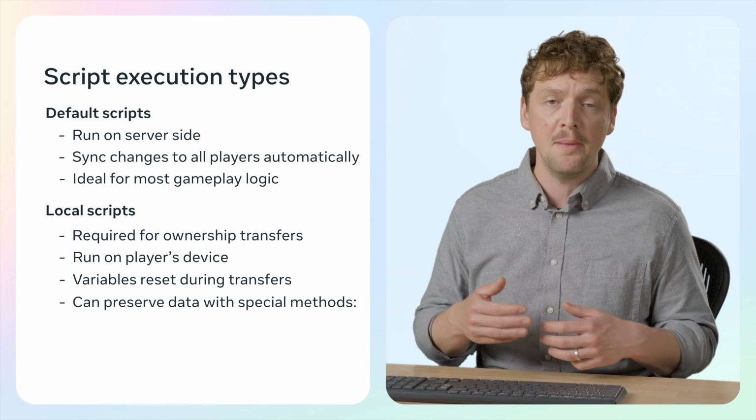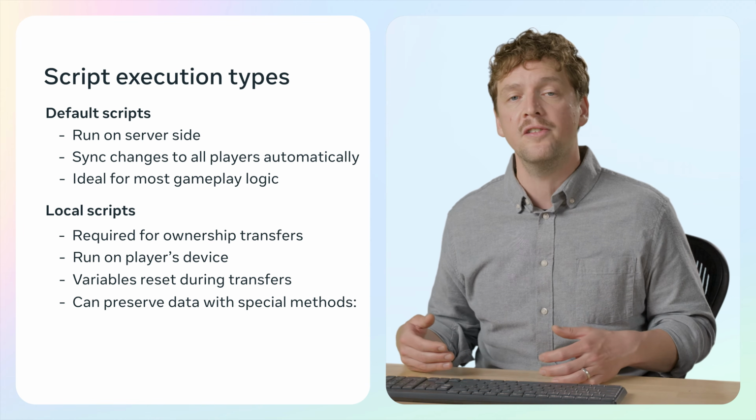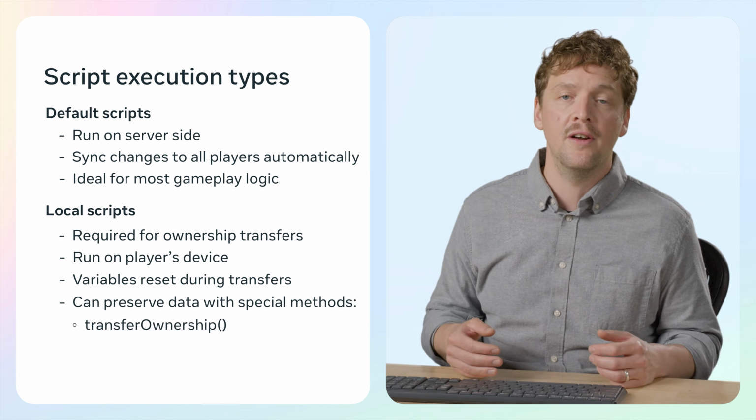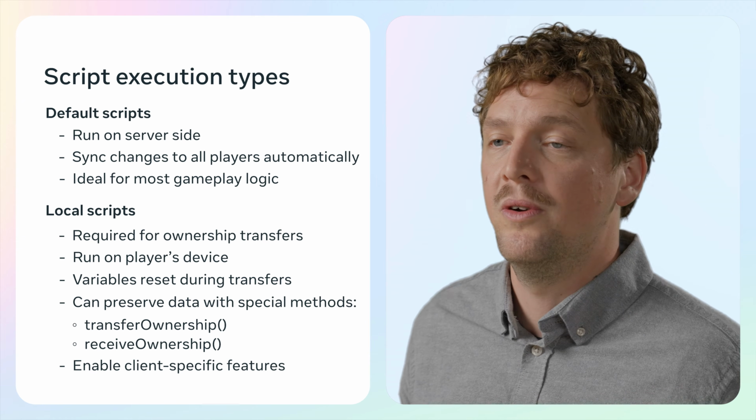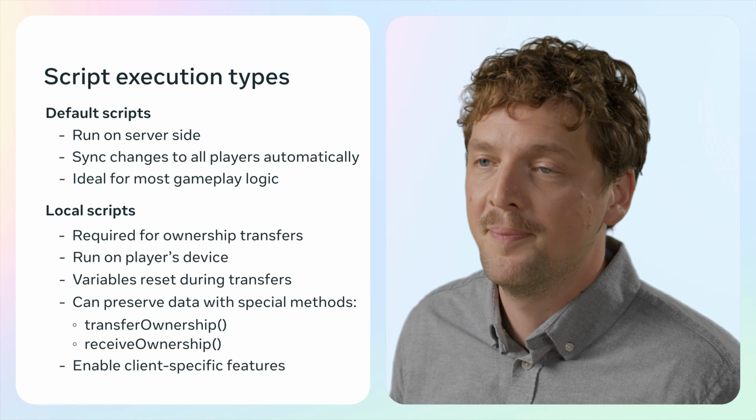Variable data can be preserved by using specialized component methods like transfer ownership and receive ownership, and they enable access to client-specific APIs. You can change the execution mode of a script through the desktop editor. So let's take a quick look at how to do that.